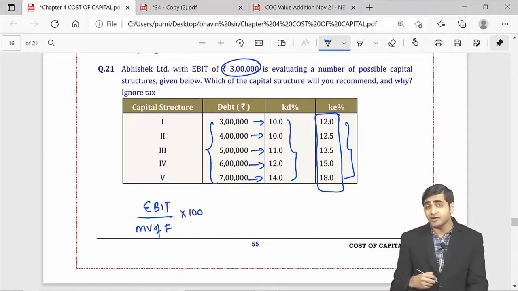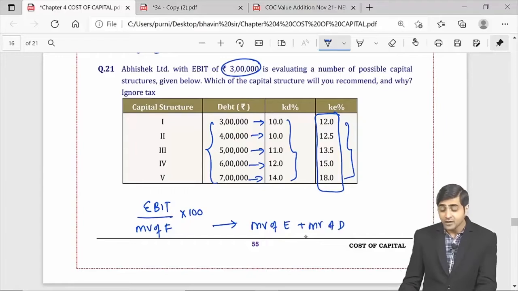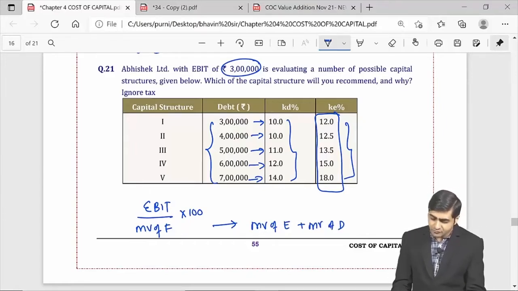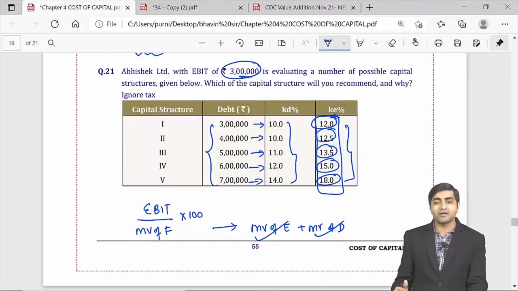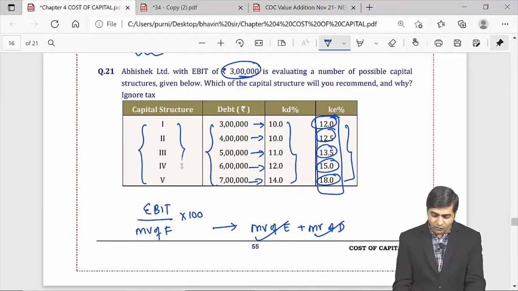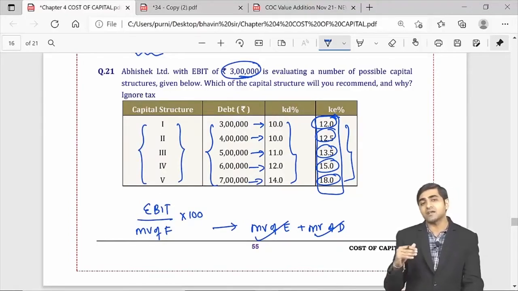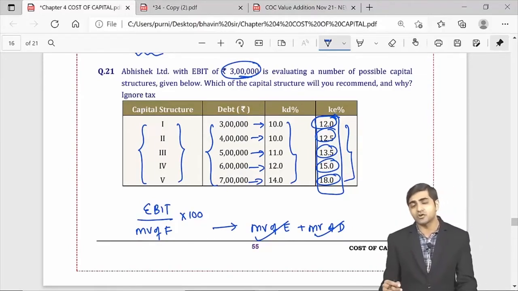And how will you calculate your market value of the firm? Your market value of the firm will be market value of equity plus your market value of debt. Your market value of equity will be your dividends capitalized by KE. So we'll get the market value of equity and add the debt component to it. Together we have the market value of firm, and we'll divide the EBIT by market value of firm into 100. We will be getting the KO. So KO will be available for capital structure 1 to 5. And guys, we'll be selecting the KO which is least possible. So you will select the capital structure in which your KO will be minimum.